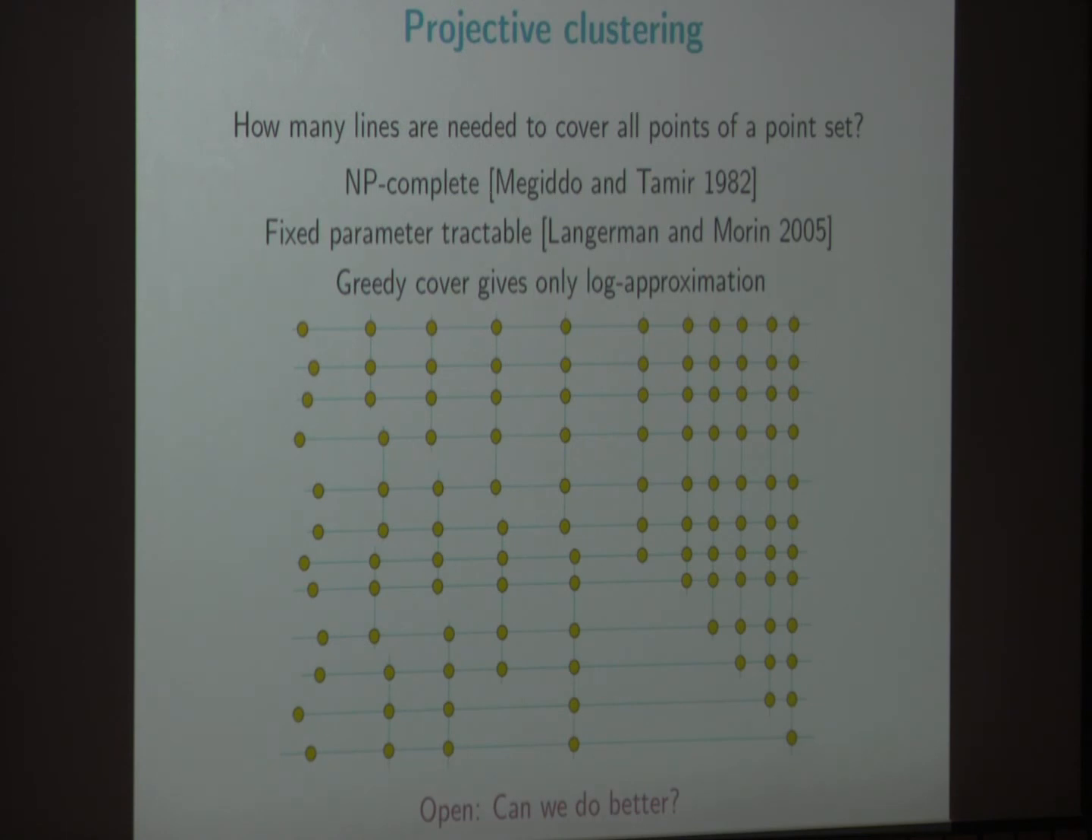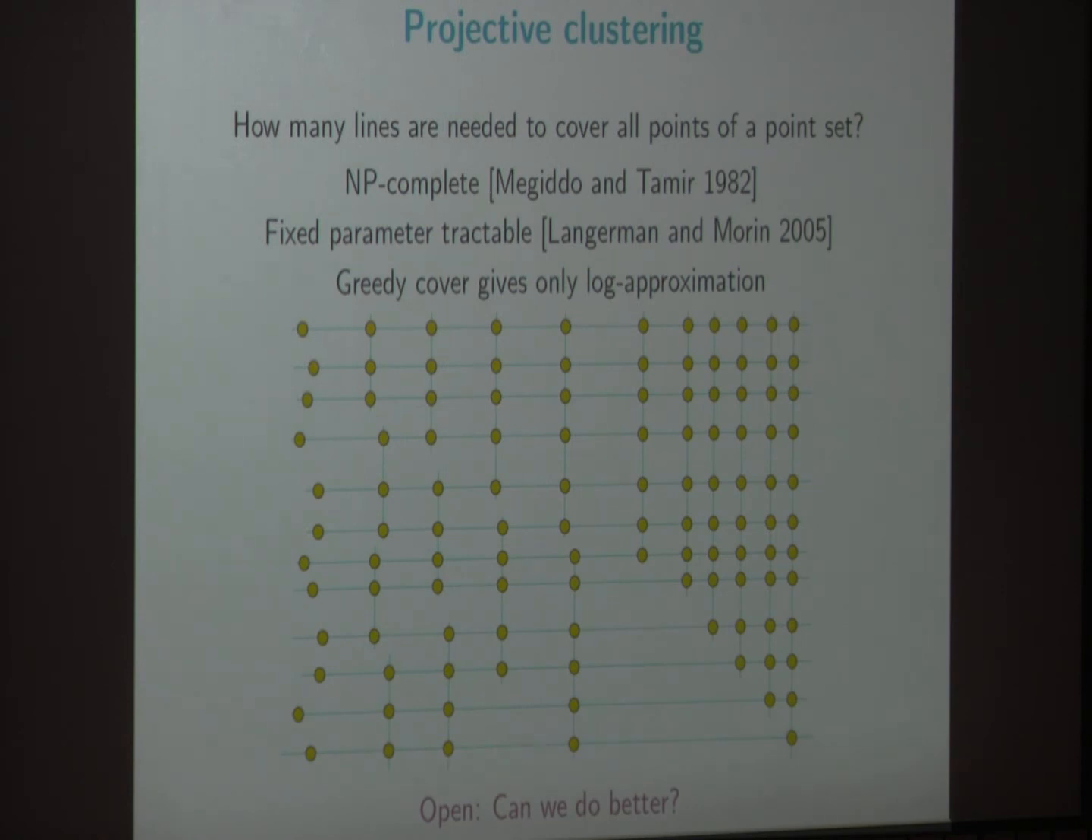The first one I'm listing is projective clustering. We are given a point set, and we would like to find as few lines as possible that cover all the points of the point set. This is an NP-complete problem. Pat and Stefan have a fixed parameter tractable algorithm for it. But if you try to approximate it using the greedy algorithm, you're only going to get a log factor, and this example point set is one that fools the greedy algorithm, because what you should be doing to cover this point set is taking all the horizontal lines, but the greedy algorithm will instead be tricked into taking all of the vertical lines.